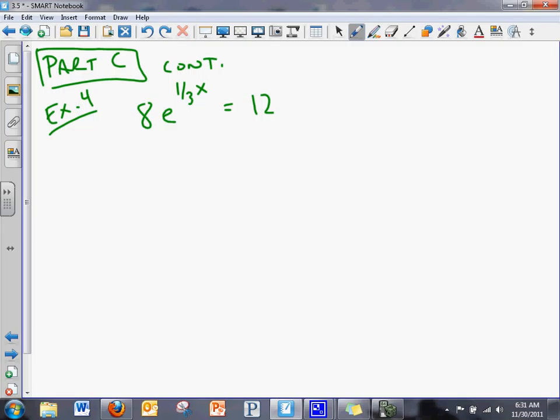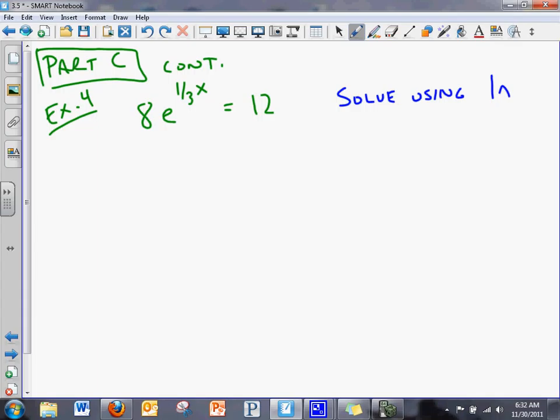Alright, so here we have the x in the exponent again. So I'm going to anticipate using some sort of log to solve for x. I'm also going to anticipate using the natural log. So I'm going to say solve using ln, natural log, because the base is e.